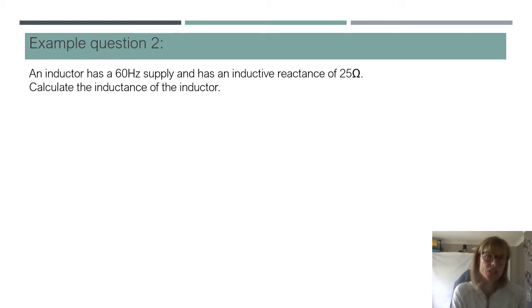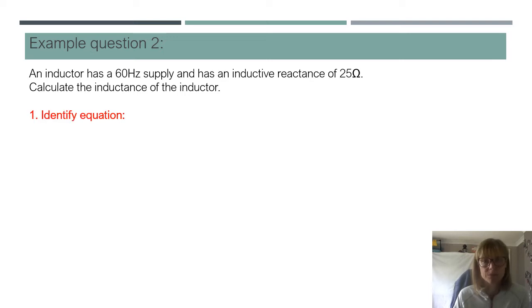Okay, so now we've got question 2. An inductor has a 60 Hertz supply and has an inductive reactance of 25 ohms. Calculate the inductance of the inductor. So this time we've been given the reactance and we need to calculate the inductor. So go to our 4 steps.